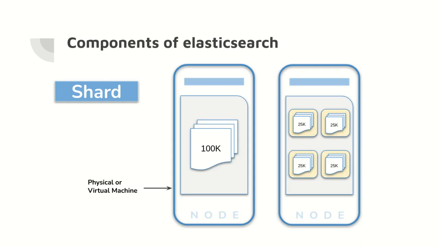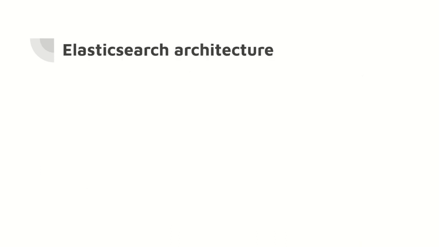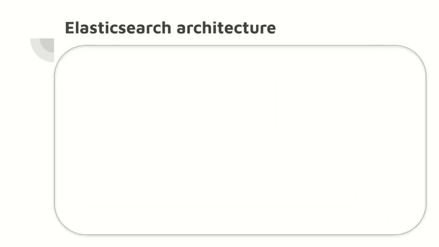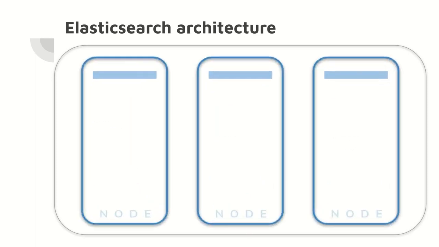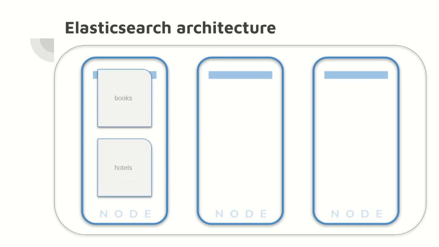So these are the major components of Elasticsearch. Now let us see the Elasticsearch architecture, that is, how all of these components are interrelated and what their position is in the architecture. Suppose we have this cluster here. This rounded rectangle represents our cluster, and in a cluster there can be multiple nodes. Here we have 3 nodes, and in a node there can be multiple indexes. Here we have a books index and a hotels index, and inside an index there can be multiple shards, and in the shards remain the documents. And this is how all of these components are interrelated.